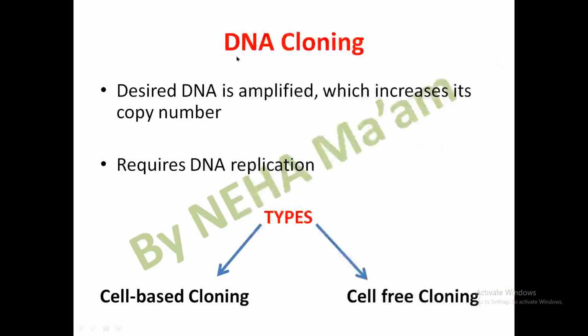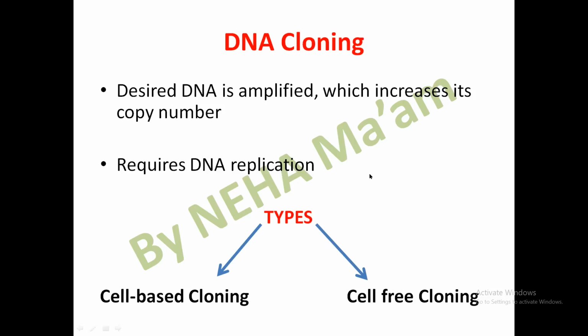So let us first consider what is DNA cloning. DNA cloning is basically the process of amplification of desirable DNA sequences. And this process is basically employed to increase the copy number of the desirable DNA sequence. This requires DNA replication. DNA replication is basically the production of replicas of the known DNA sequence.